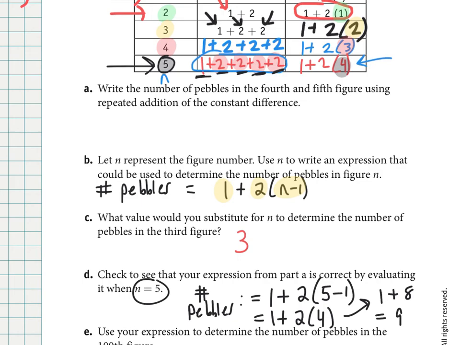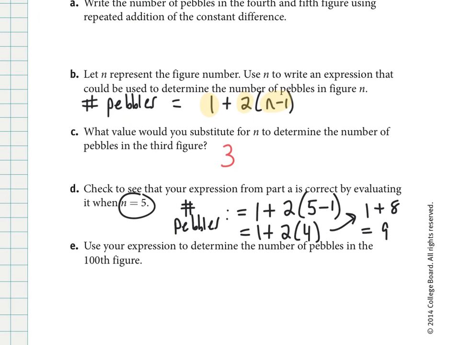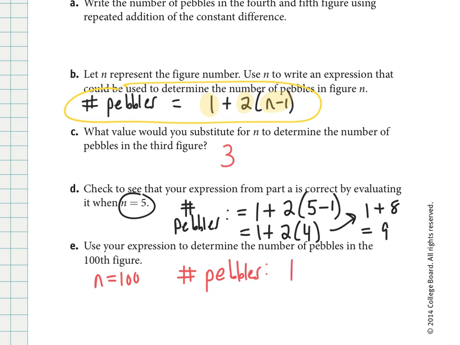Here's the real use of this stuff. Can we use our expression to determine the number of pebbles in the 100th figure? Sure, we could. This up here is now like a formula for us. It's the number of pebbles in the nth figure, so n is going to be 100. If we plug into our formula, always with the 1 that we start with, we would be adding 2, 100 minus 1 times, or 99 times.